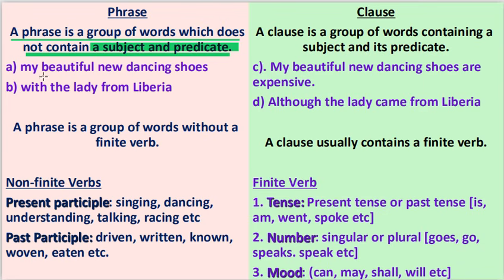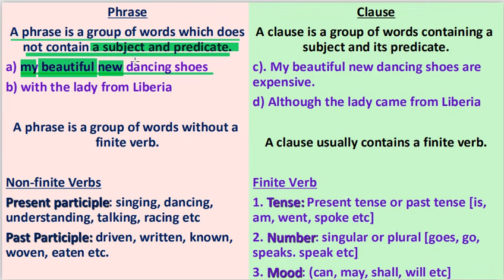If you look at this group of words very well, you will realize that it does not contain the predicate, because the predicate is the part of the sentence that contains the verb, the finite verb, the actual verb of the sentence. And if you look at this, it does not contain that. My is a possessive adjective, a determiner. Beautiful is an adjective. New is an adjective.